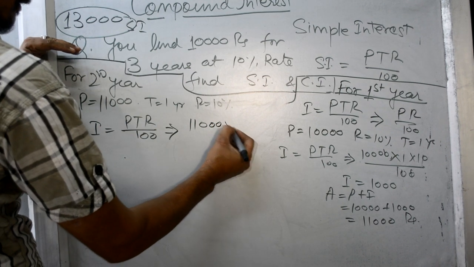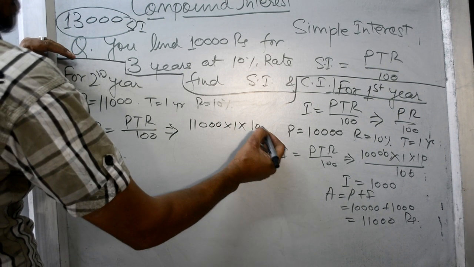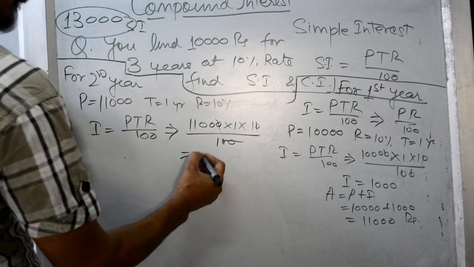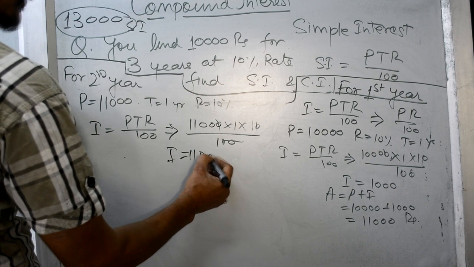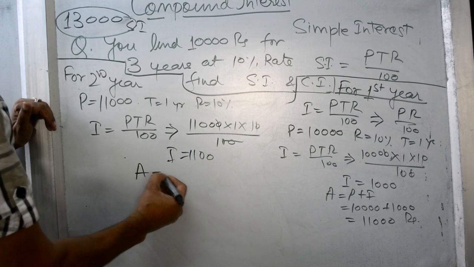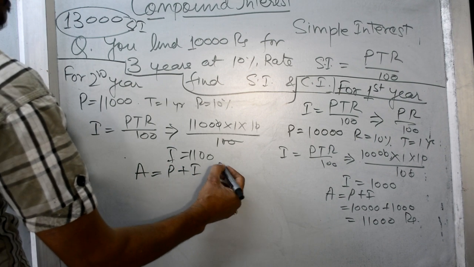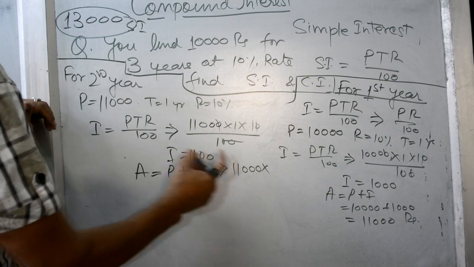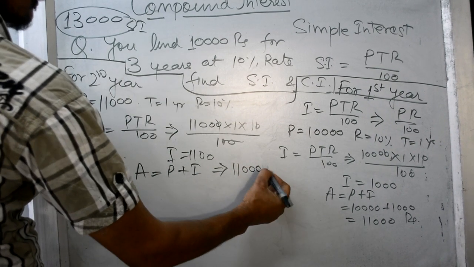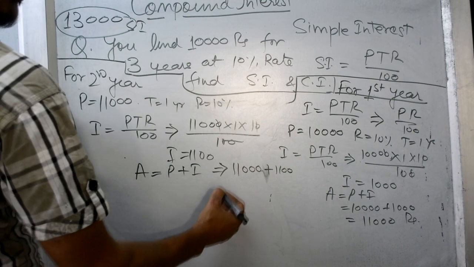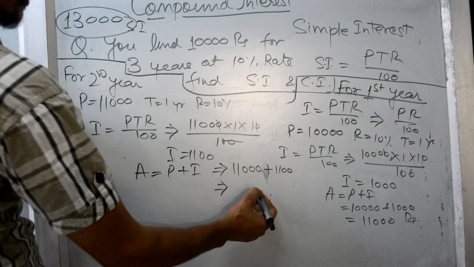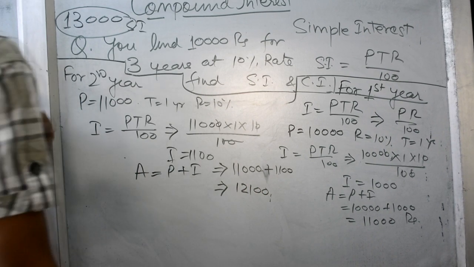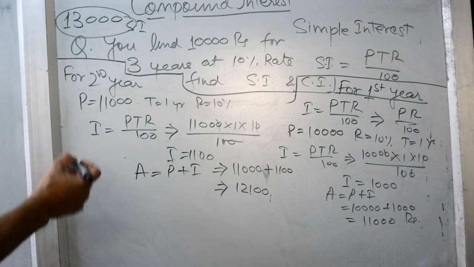11,000 rupees multiplied by the time 1 year. Rate of interest as usual 10% and 100, two zeros are removed. Now 1,100 is the interest, equal to 1,100 rupees. Now add and make amount, which is equal to principal plus interest. Principal was 11,000 rupees and adding interest of 1,100 rupees, it becomes 12,100 rupees, the amount for the second year.